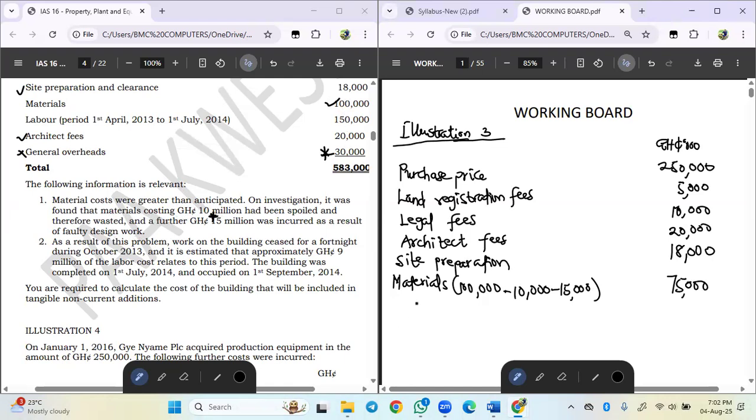Let's talk about labor. Now the labor, 1st April 2013 to 1st July 2014. So how many periods do you have here?